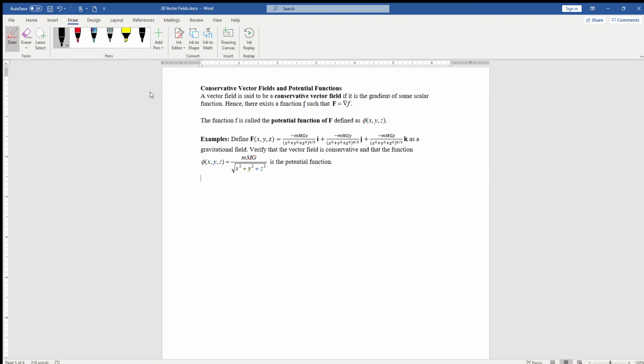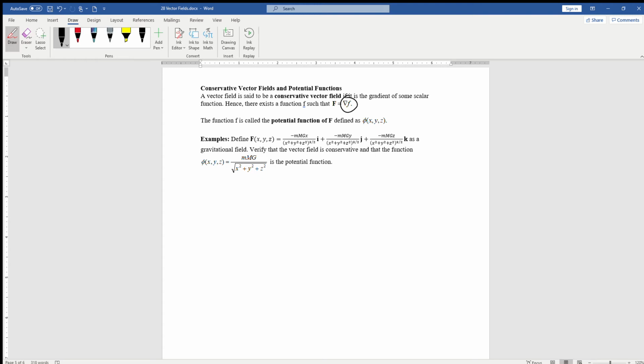The last concept we're going to take a look at with respect to these elementary vector fields is the relationship between a conservative vector field and the idea of a potential function. A vector field is said to be conservative if it is the gradient of some scalar function. So that means that there is some vector field F that's going to be equal to the gradient of some function f. Now this function f is going to be called the potential function.